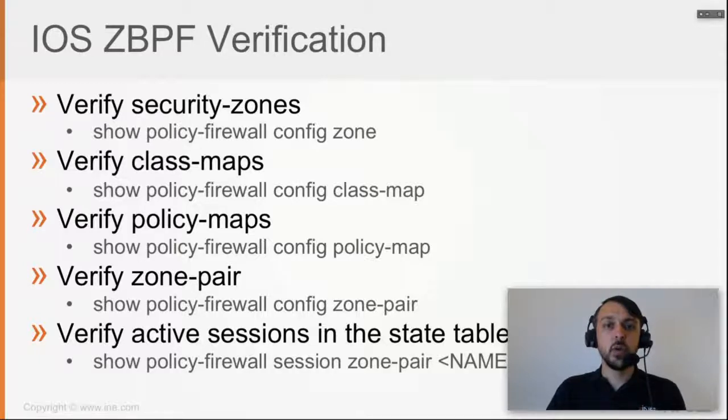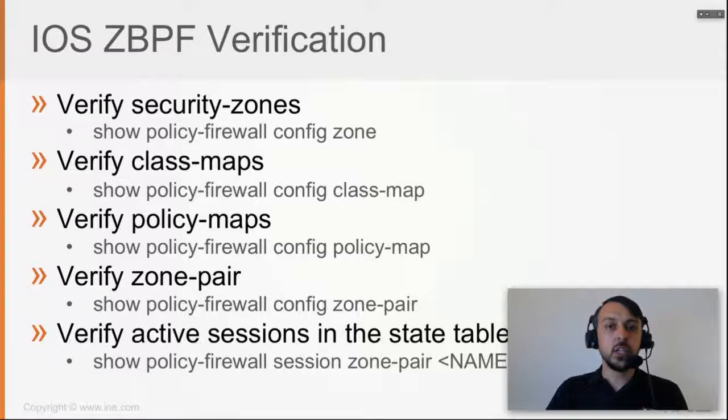So only traffic flowing from that source zone to the destination zone and matched in your configuration is going to be allowed or inspected or dropped by the firewall, because a session is unidirectional. In the end, on a router on a live production network, you may end up configuring multiple zone pairs back and forth.